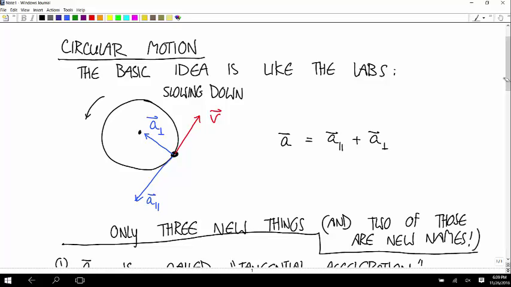Well, why is it called the tangential acceleration? I mean, that would make sense in every case to call it tangential acceleration because it's always tangent. It's just that if it's circular motion, we're going to call it that.